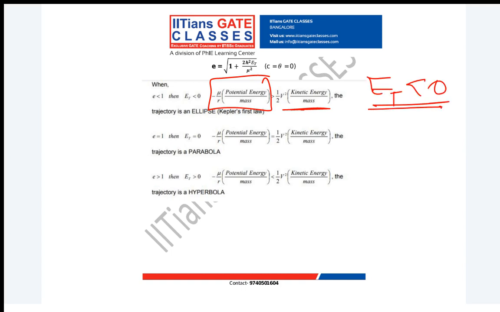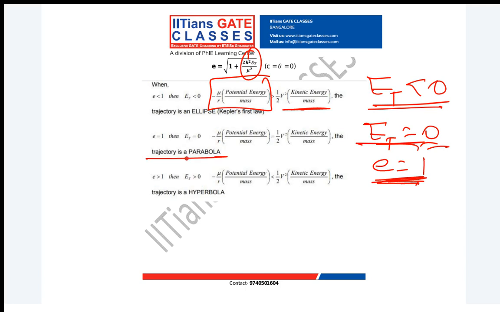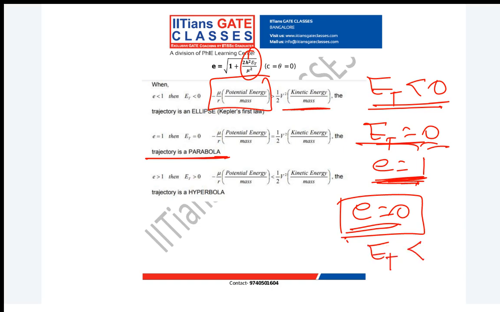Now, as I told, when ET is 0, E equals 1. When E equals 1, that means it's a parabolic orbit. It's a parabolic orbit, not circular, guys. For a circular orbit, when E equals 0, you will have a circular orbit. In the circular orbit also, your ET will be less than 0.